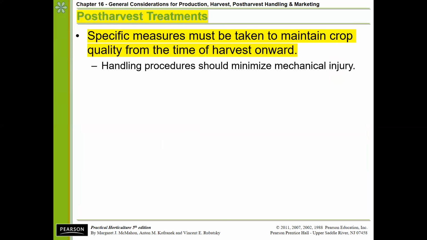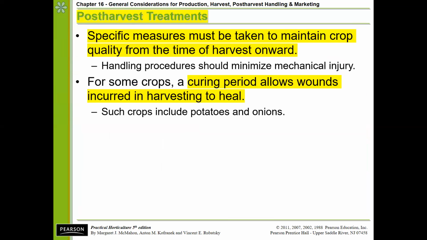Looking at post-harvest treatments, these are just any specific measures that are taken to try to maintain the crop quality from harvest to sell, harvest to table, pretty much. So in some cases, we have a curing period that allows wounds from harvesting to heal, like in potatoes, onions, winter squash, garlic. We give this a period of time to where the wounds are actually sealed.